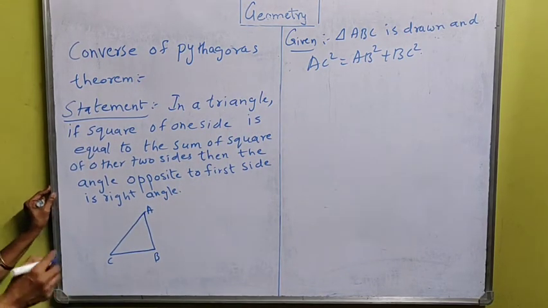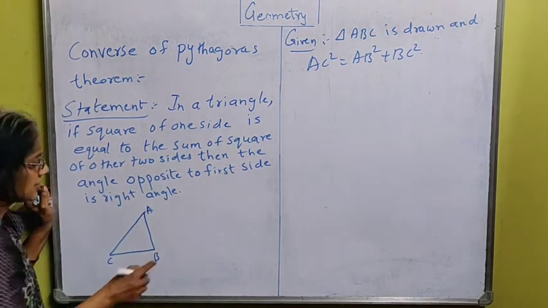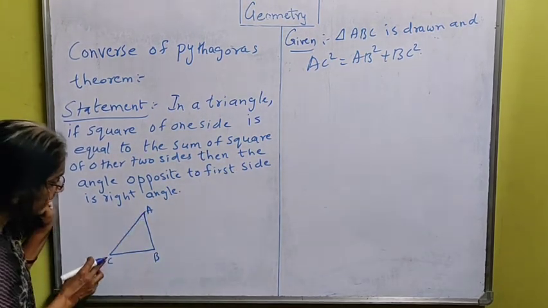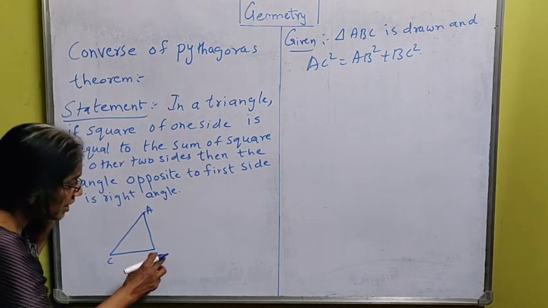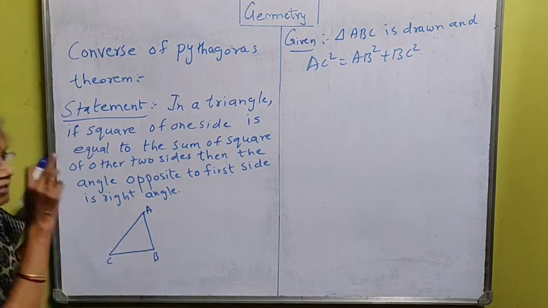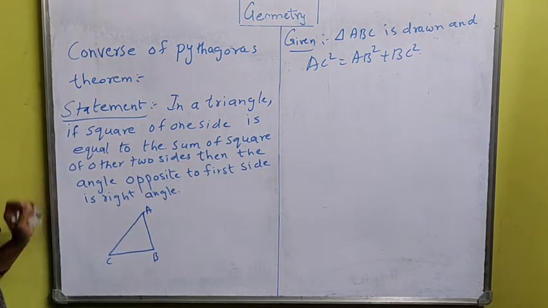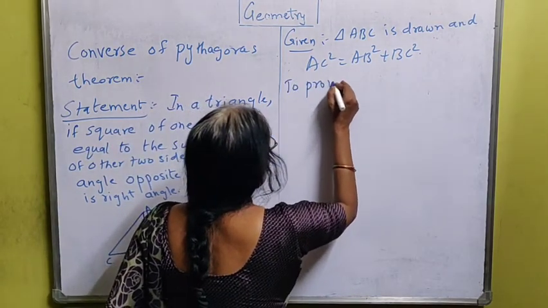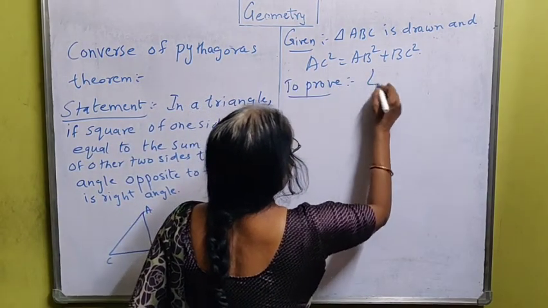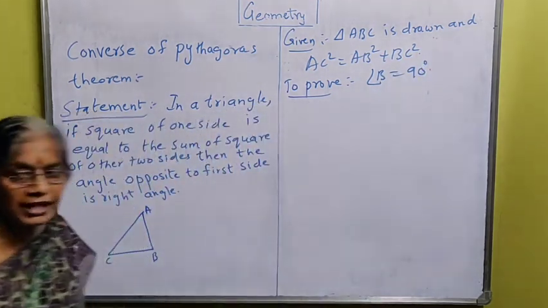Then to prove, what you have to prove? The angle opposite to the first side. Which is the first side? AC is the first side. Which is the angle opposite to it? It is B. That means you have to prove that angle B is equal to 90 degrees. The angle opposite to the first side is a right angle. That is what you have to prove.